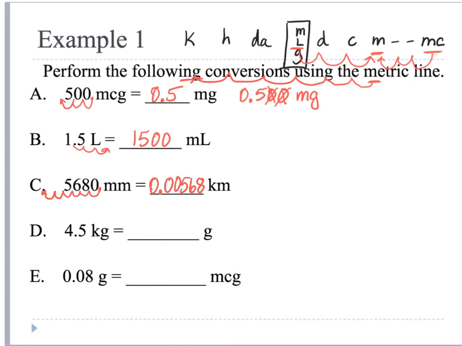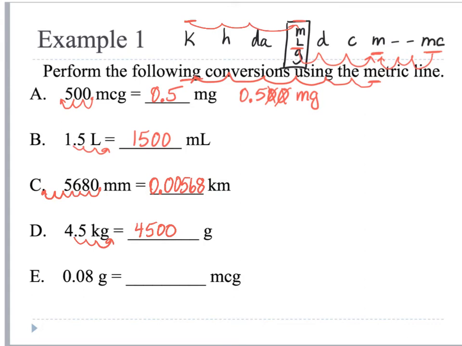Part D, I'm looking at 4.5 kilograms is how many grams? So kilo is over here, and grams is over here in the center. So I need to move 1, 2, 3 places to the right. So I'm going to move 1, 2, 3 places to the right, and we have 4,500 grams.